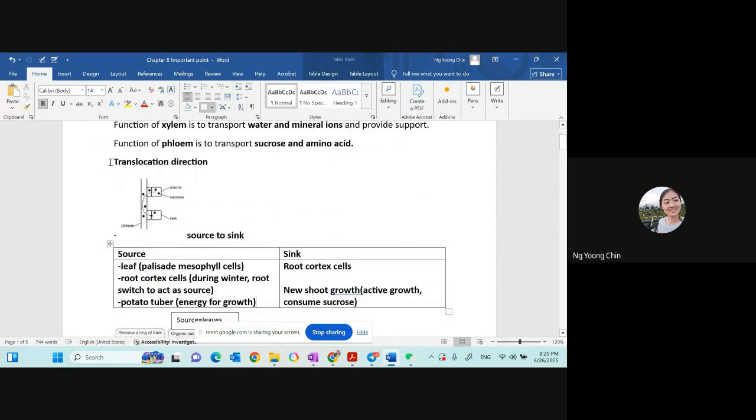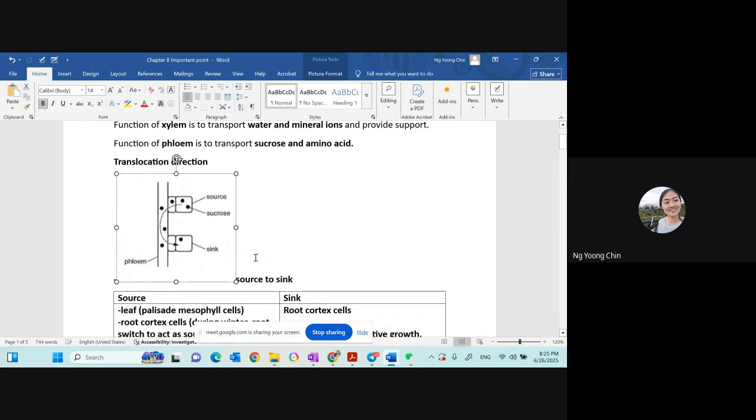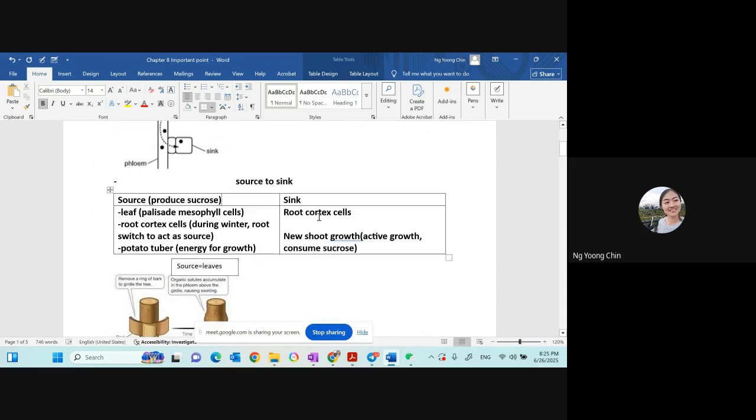Okay, now we talk about translocation. Translocation always happens from source to sink only, not from sink to source. Only from source to sink. You can see, source is the site which will produce the glucose or sucrose, usually from photosynthesis. So the sink is the place which uses up the nutrients. They utilize the nutrients for growth.